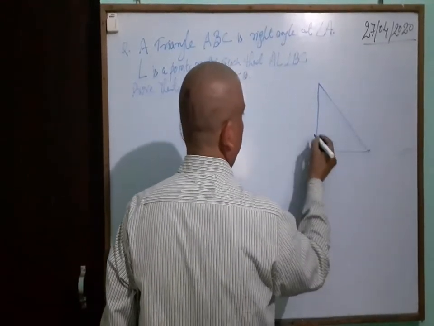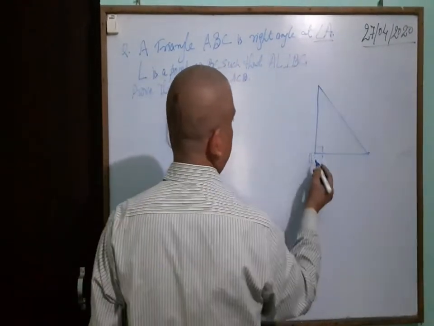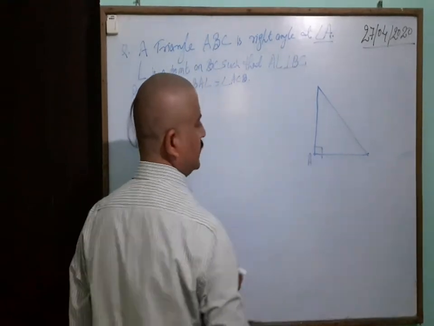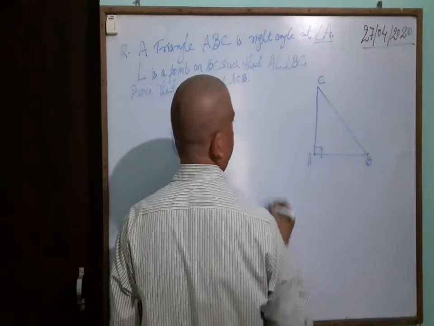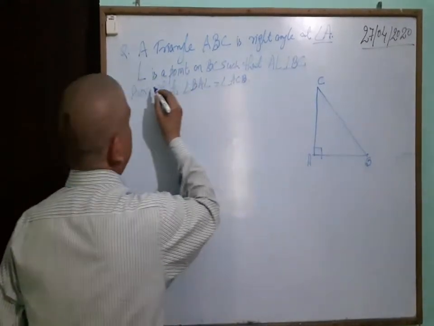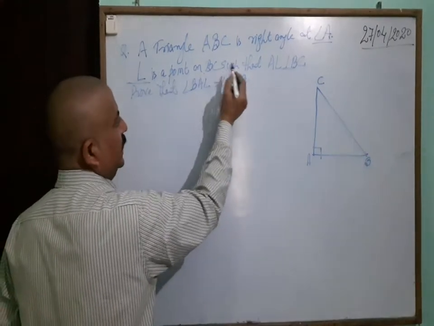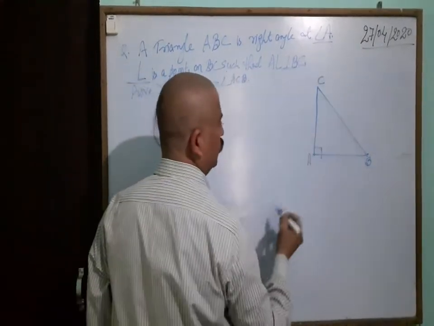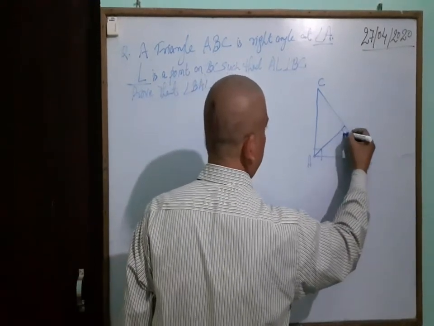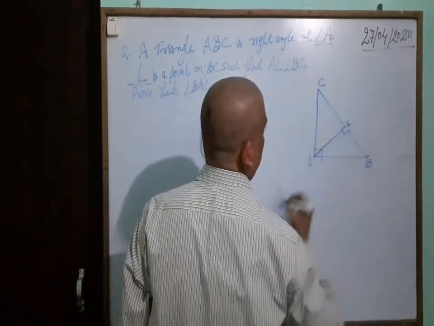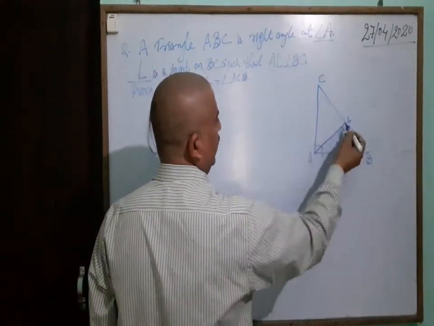The question is that there is a right angle at A. So we just label the triangle A, B, C. Again, L is the point on BC such that AL is perpendicular to BC, which means you just draw a perpendicular line. So L is the point on BC and AL is perpendicular to BC.